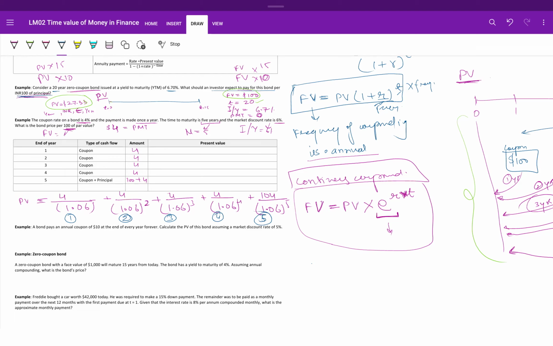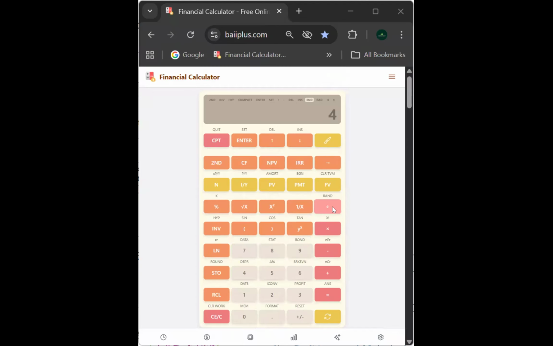Why are we doing this? Before you use any tool, such as a calculator, you need to understand the basic logic behind it. Now I'm sharing my calculator with you. We are going to divide 4 by 1.06. I'm going to inverse this and multiply it with 4, which gives 3.77. This is our first cash flow, 3.77.